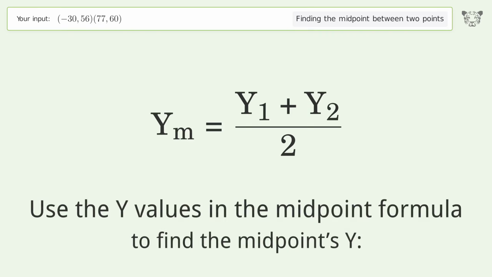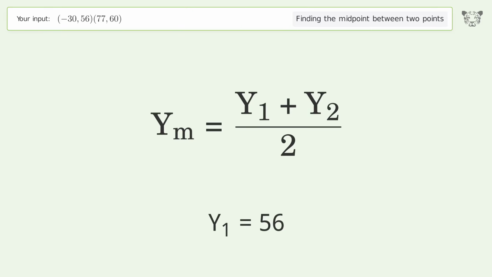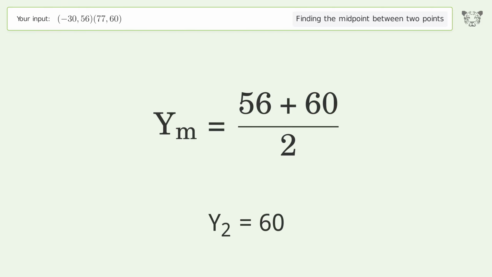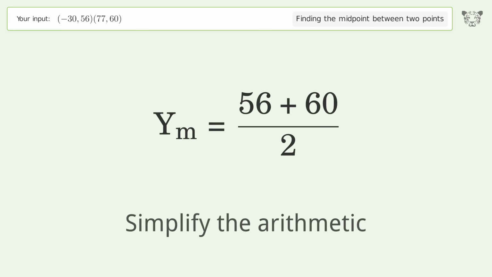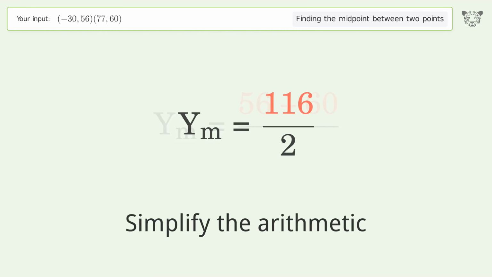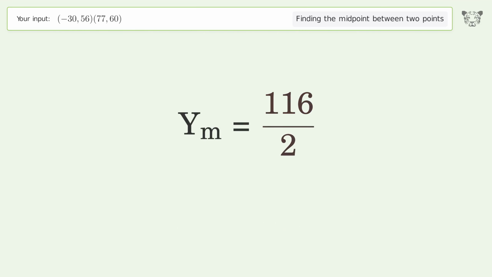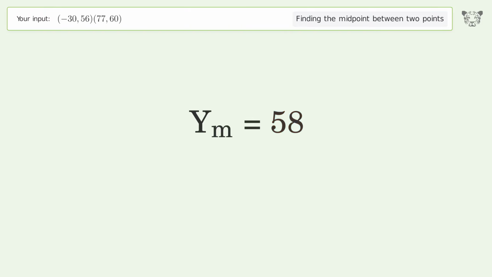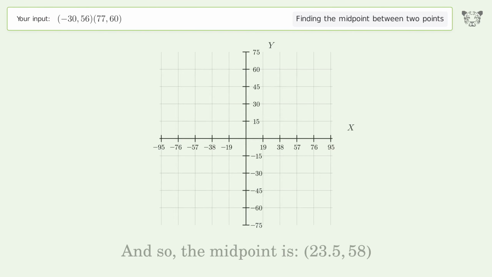Use the y values in the midpoint formula to find the midpoint's y. y1 equals 56. y2 equals 60. Simplify the arithmetic. And so, the midpoint is 23.558.